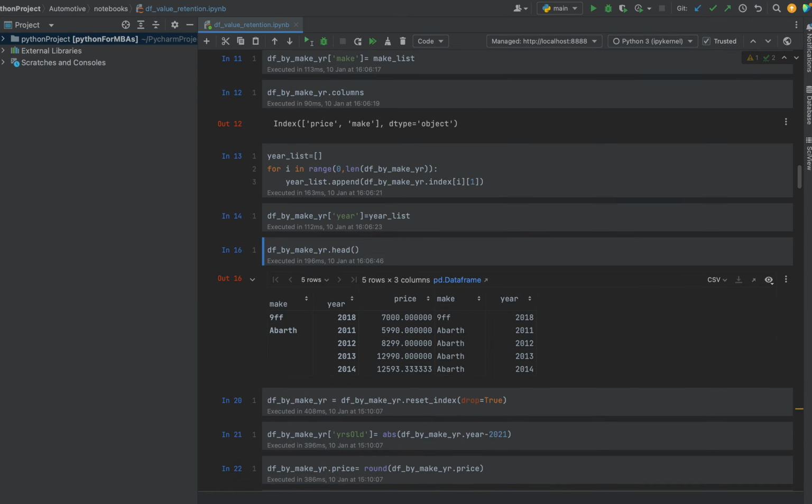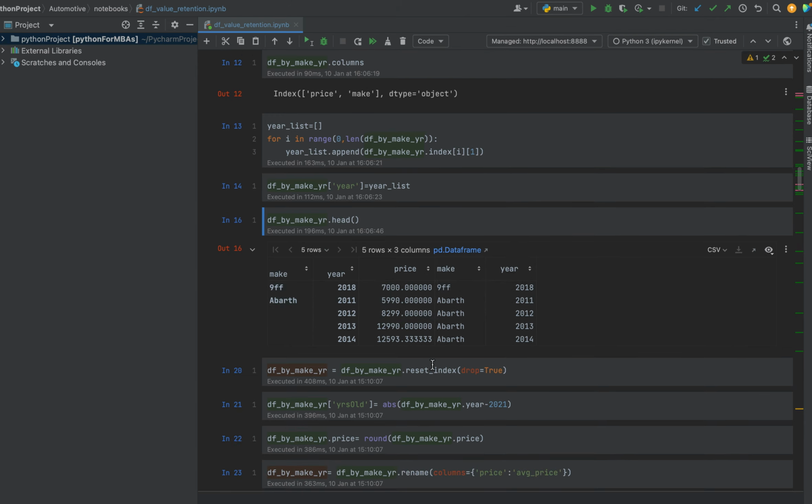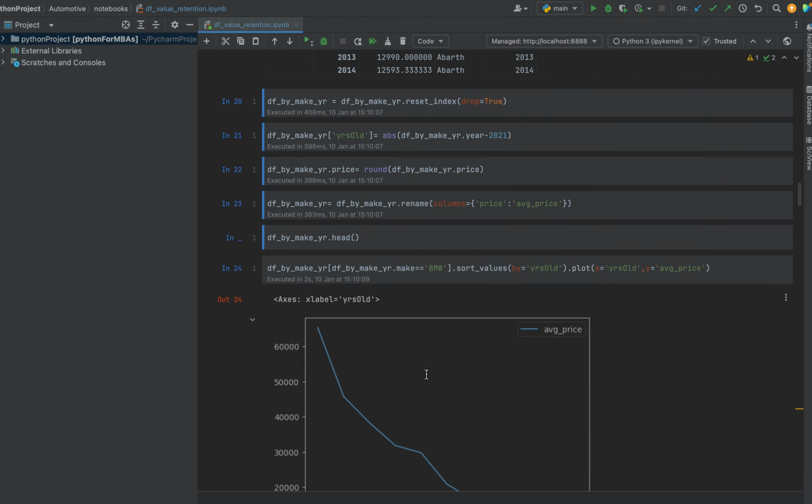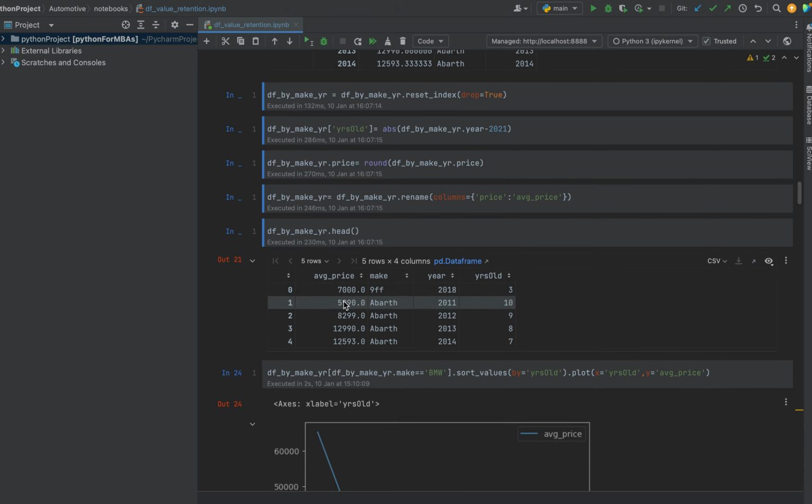Okay, so as you can see, I have here the index. This is the index, and I can't use it as part of the data frame as well. So basically I did all this stuff, and I added another column for years old. Let's go through all this stuff. Okay, so here it is. Reset the index, rename the thing the price, and here we have average price to make year.